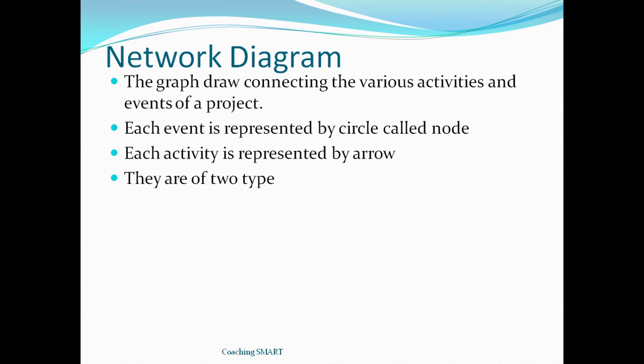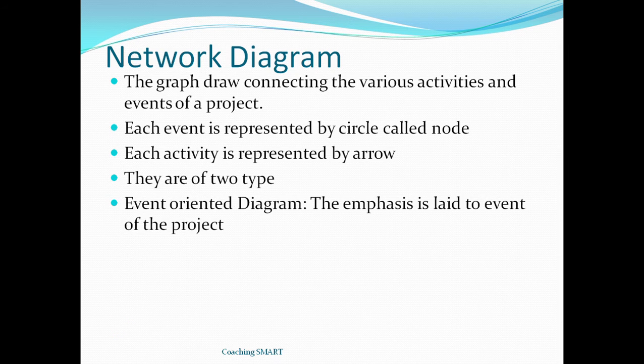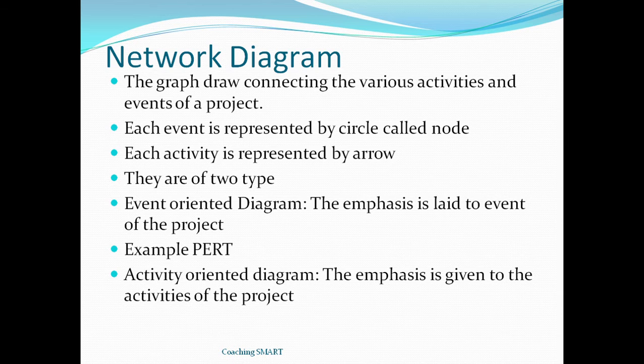Types of network diagram: event-oriented diagram. The emphasis is laid on the event of the project, so we are laying our emphasis or our focus on the event. An example is the program evaluation and review technique. Number 2 network diagram is activity-oriented diagram. The emphasis is given to the activity of the project. An example is critical path method.